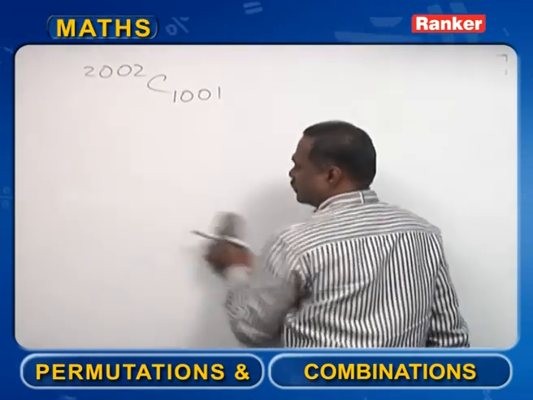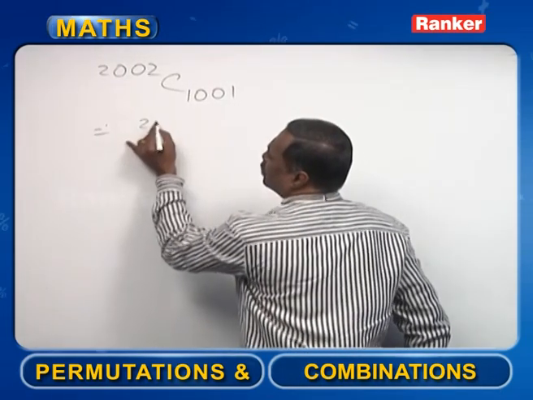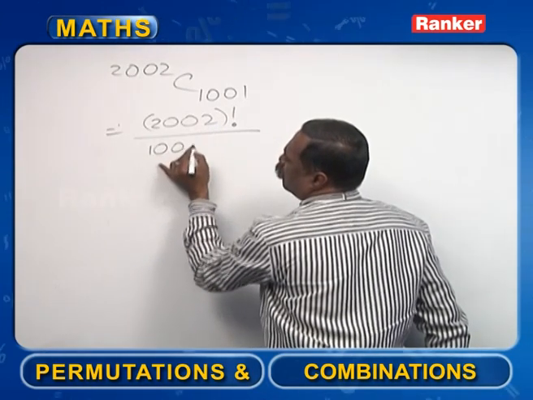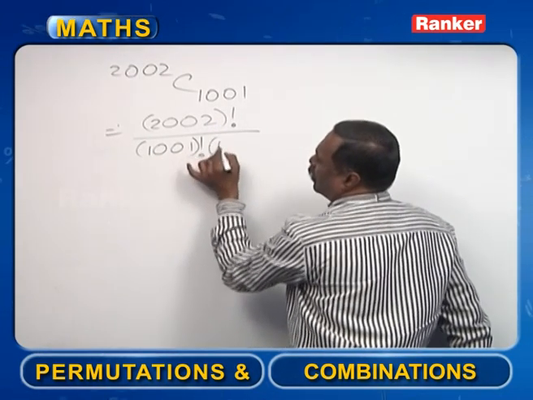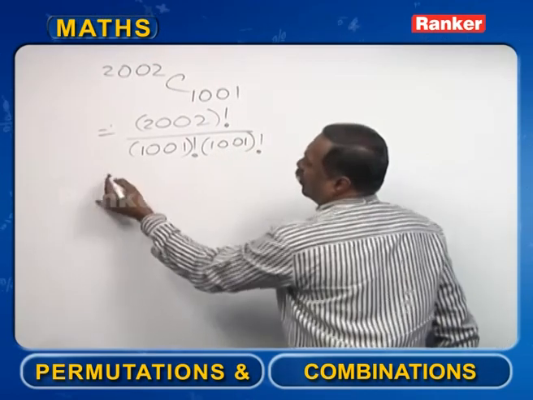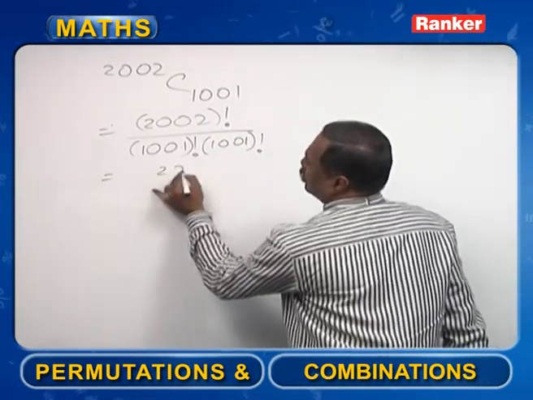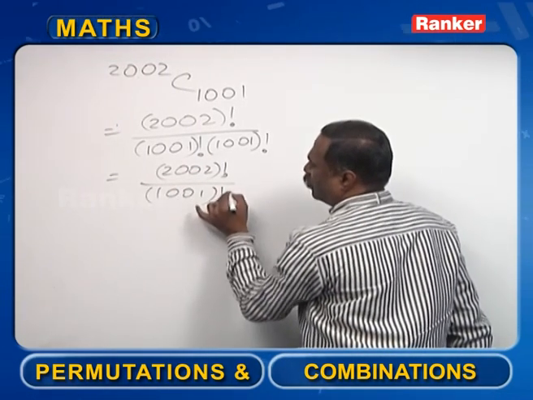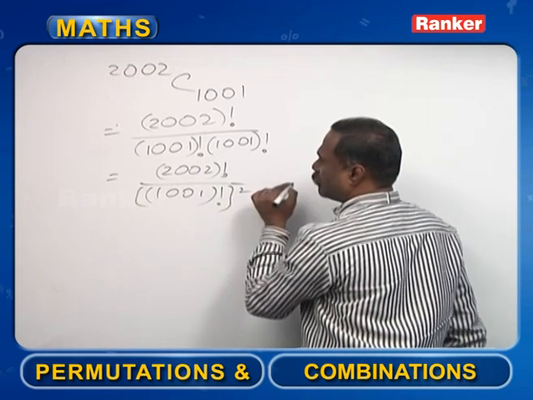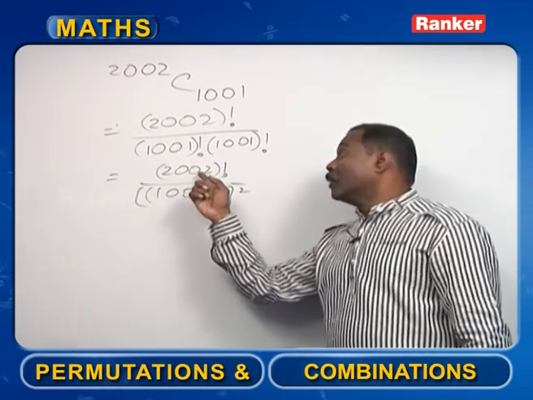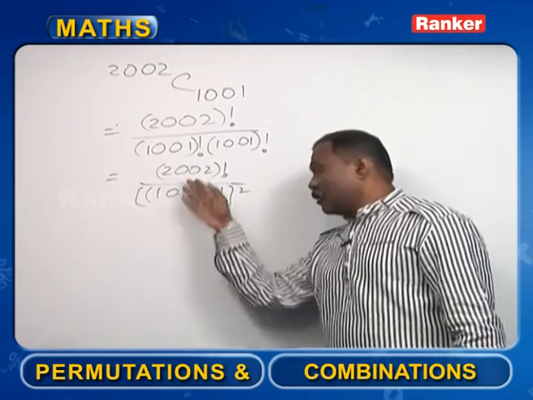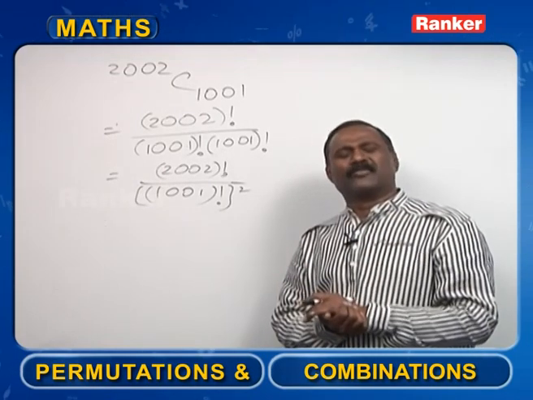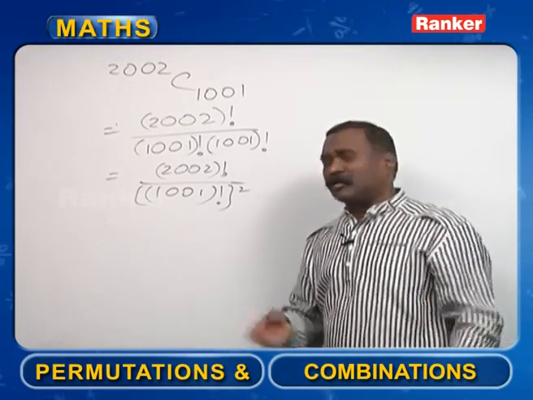So now, in this case, it is nothing but 2002 factorial upon the difference, 1001 factorial into 1001 factorial, which is nothing but 2002 factorial upon 1001 factorial whole square. Now I have to count the number of zeros in the numerator and in the denominator, and then divide to get the number of zeros. So I need the power of 5, because whatever the power of 2 it is, I'm least worried about that.